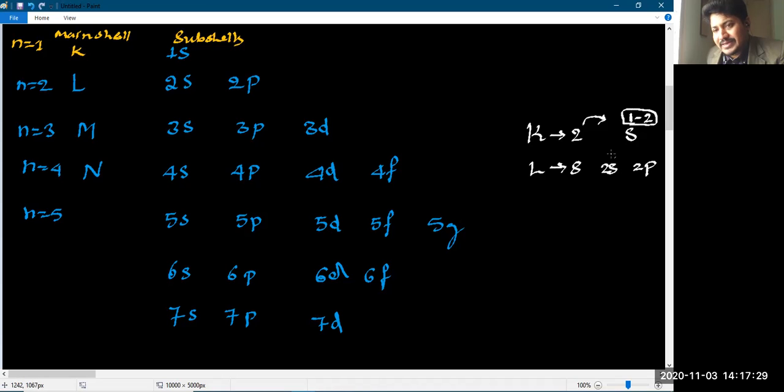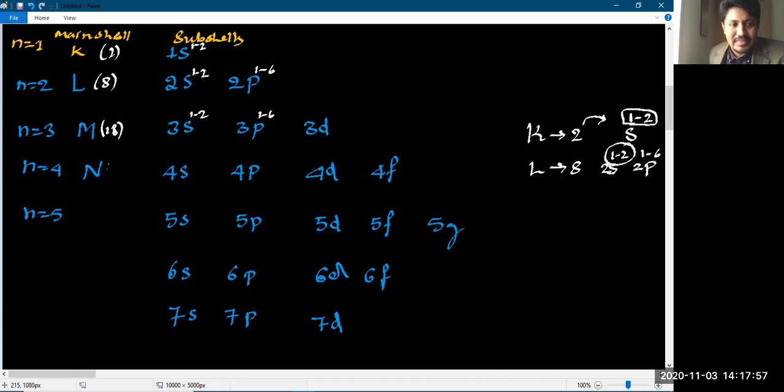You already learned that S can fill 1 to 2, and of the 8 electrons, 2 already fill the S subshell, which means 1 to 6 electrons can fill in the P subshell. So 1 to 2 electrons in S, and 1 to 6 in P. So K can fill only 2 electrons, L is 8, M is 18, and N is 32.